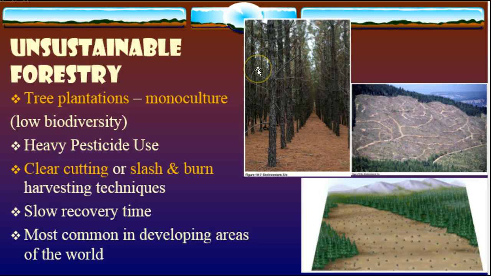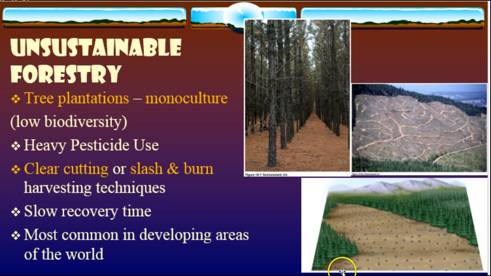Unsustainable forestry tends to be associated with heavy pesticide use, and then you're killing off a lot of the organisms that would live there naturally, and it also could cause some water pollution issues. Clear cutting, we've talked about before, is when you remove all the trees from the area. Slash and burn would be a version of that where they're cutting down all the trees and then they will burn the whole area. That could be very detrimental to the ecosystem.